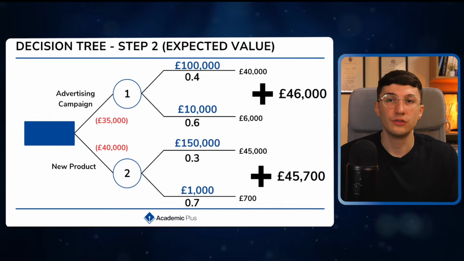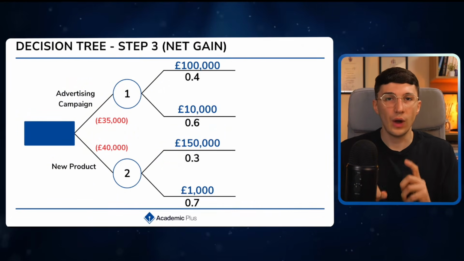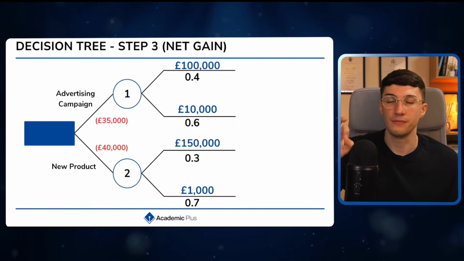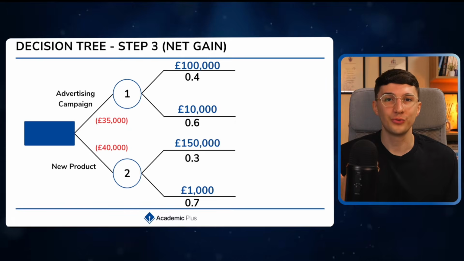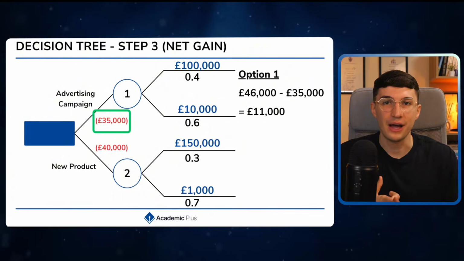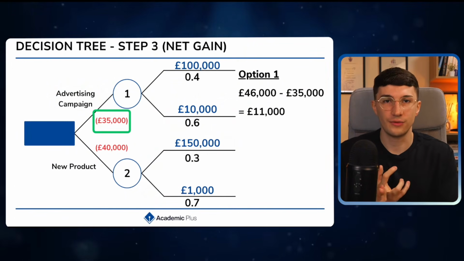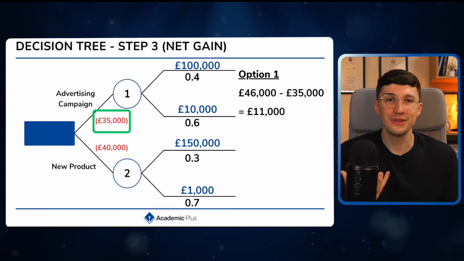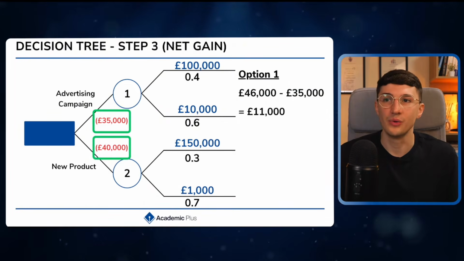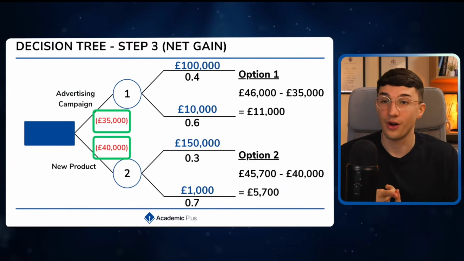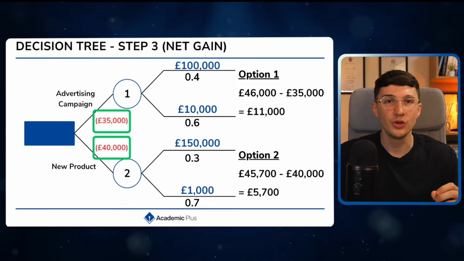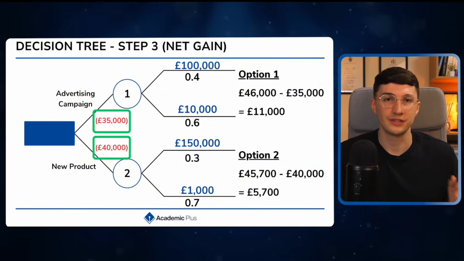And then the last thing that we need to do is calculate the net gain. The way we calculate the net gain is that we take the expected value minus the initial investment, which we have in red. As we saw before, the expected value for option 1, the advertisement campaign, was £46,000. Now all we need to do is minus the £35,000 initial investment, to give me a net gain of £11,000 for the advertisement campaign. Then we do the exact same thing again for option 2. We have the expected value of £45,700 minus the initial cost of £40,000, to overall give me a net gain of £5,700.